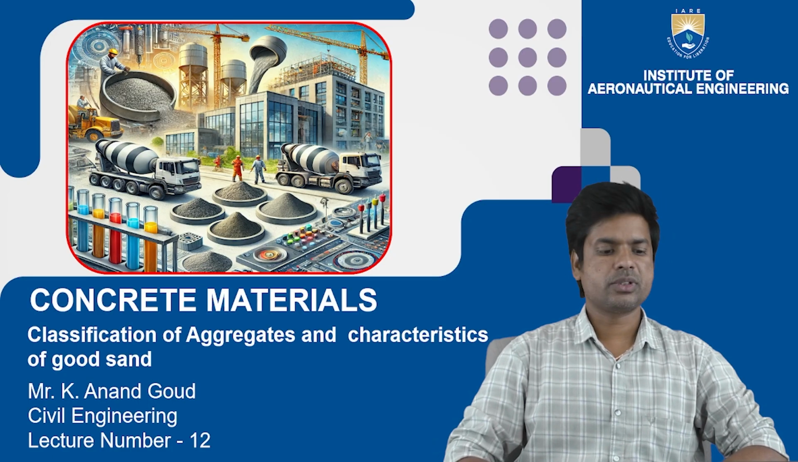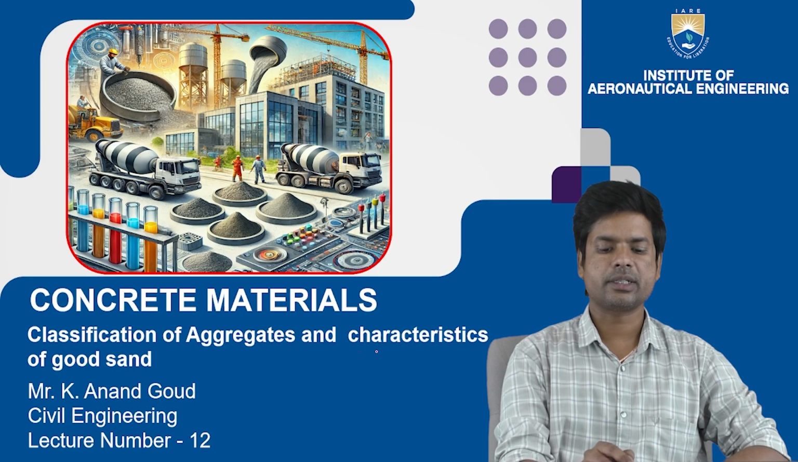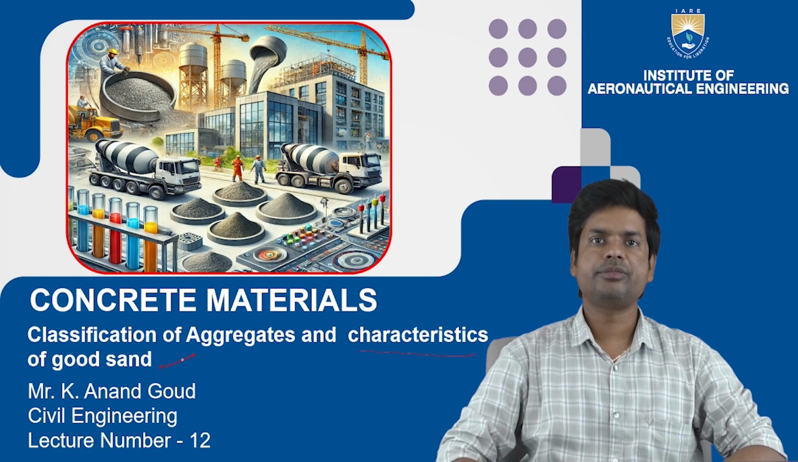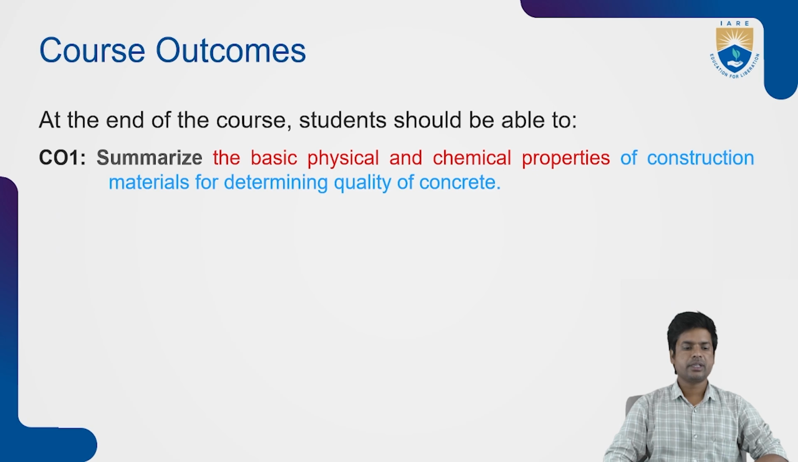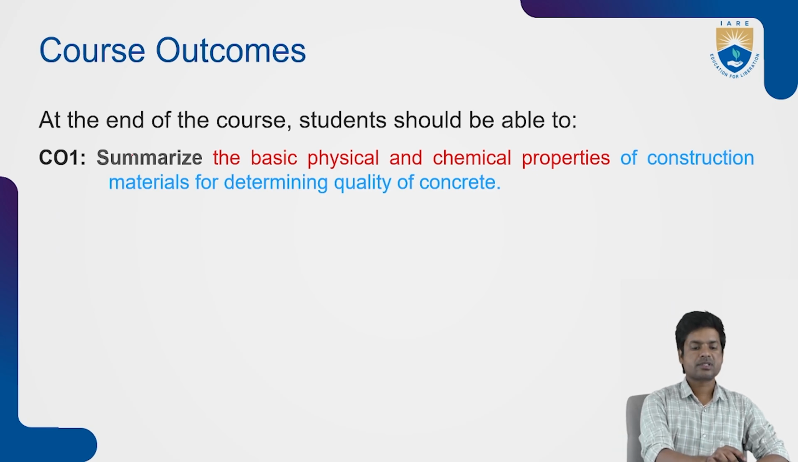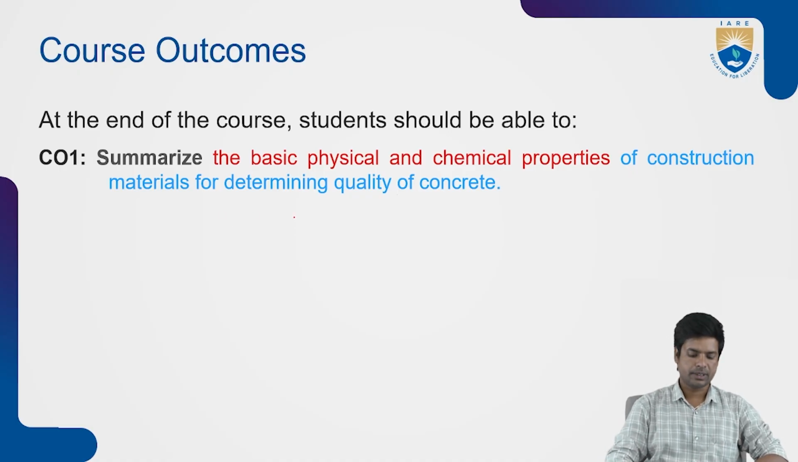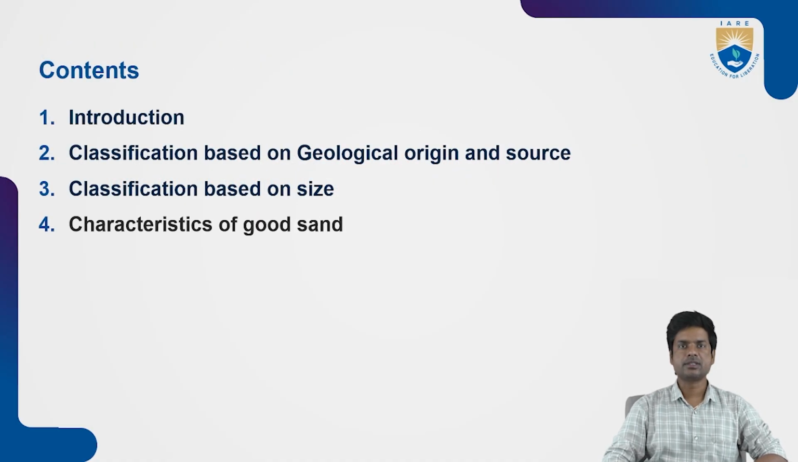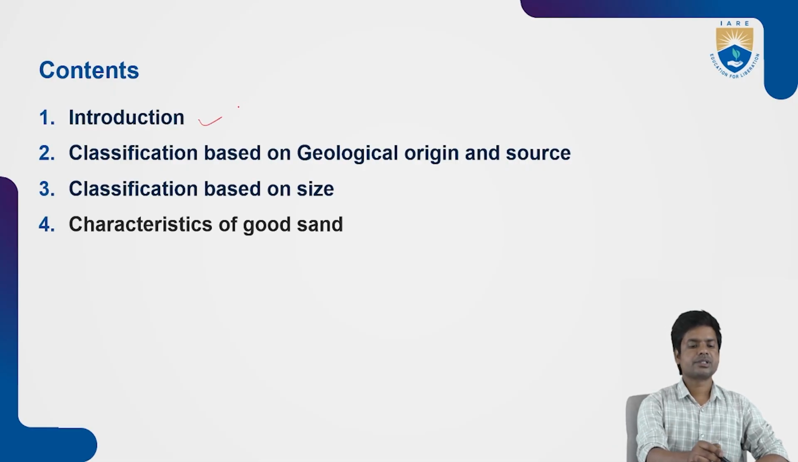So today we are discussing the topic classification of aggregates and characteristics of good sand or fine aggregates. The outcome of this lecture is, after completion of this topic, you can summarize the basic physical and chemical properties of construction materials for determining the quality of concrete. Coming to the contents, we are discussing the introduction of aggregates, classification based upon geological origin and source, classification based upon size, and the characteristics of good sand.